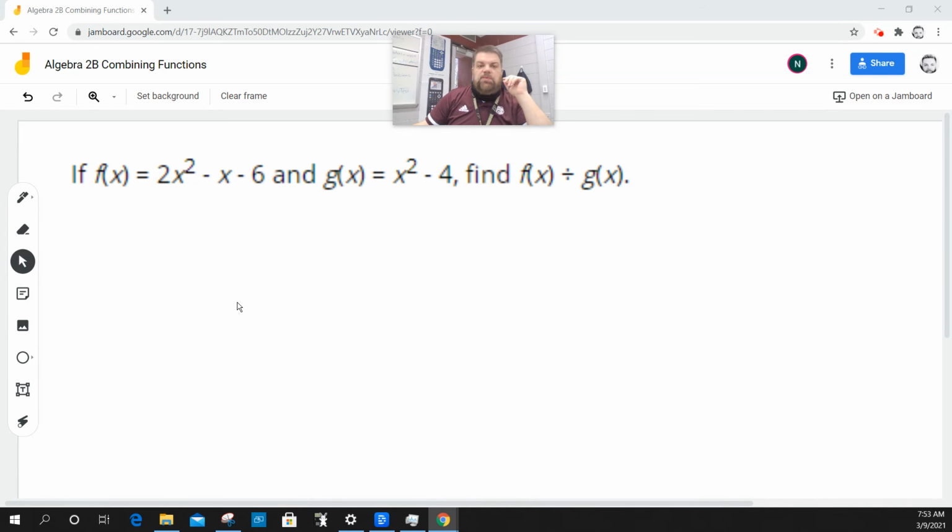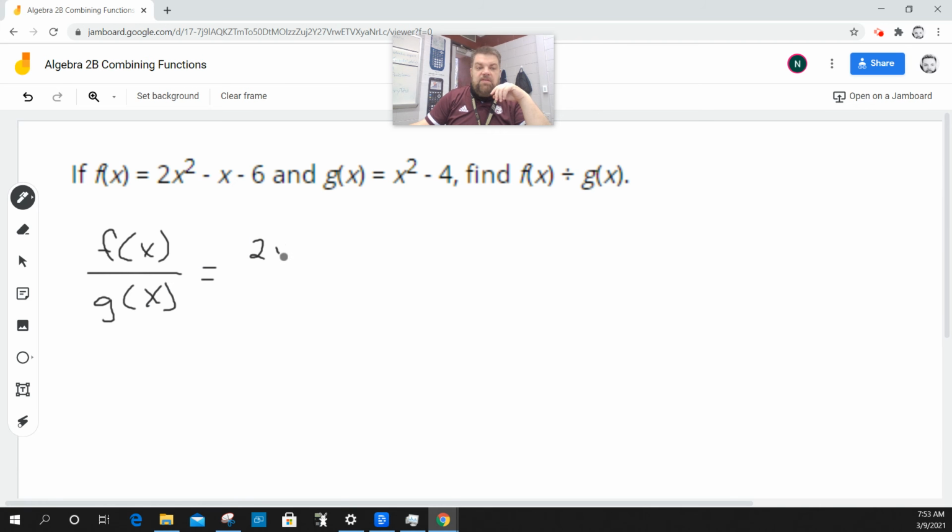So in this section, we're going to combine functions. It says if f of x is equal to 2x squared minus x minus 6, and g of x is x squared minus 4, find f of x divided by g of x. So what they want us to do is take f of x and divide it by g of x. But remember, a fraction is like a division problem. So that means I'm going to have 2x squared minus x minus 6 all over x squared minus 4.